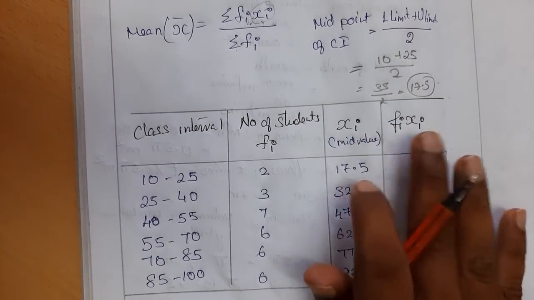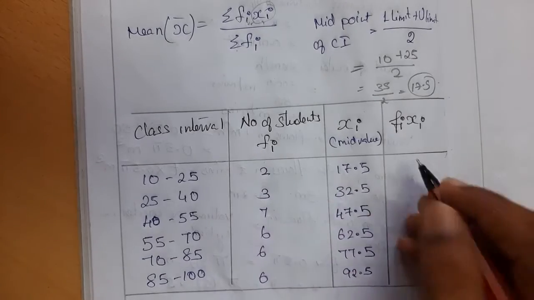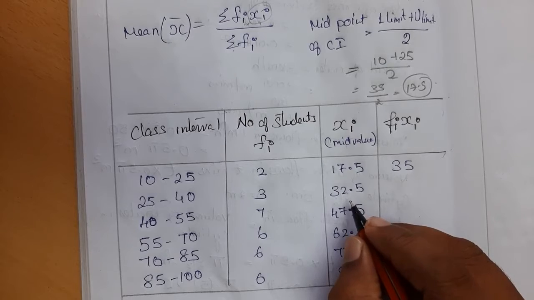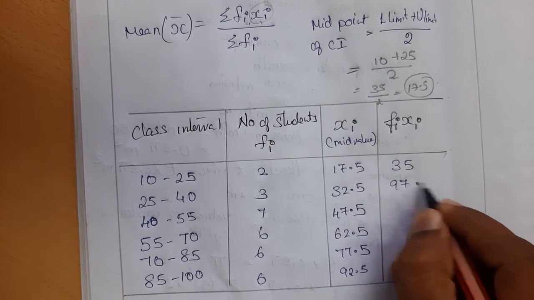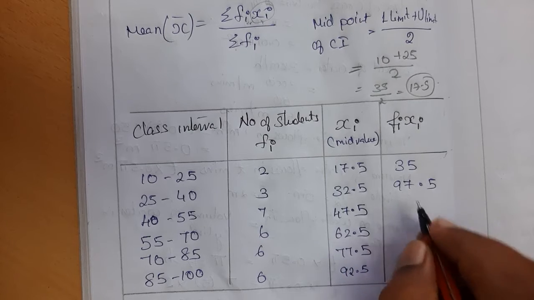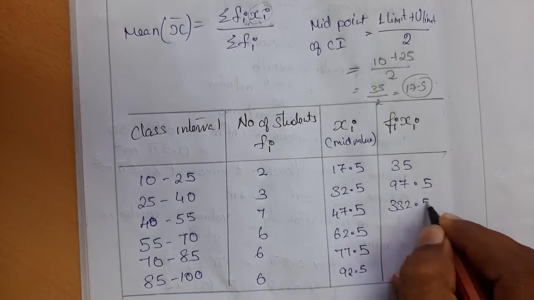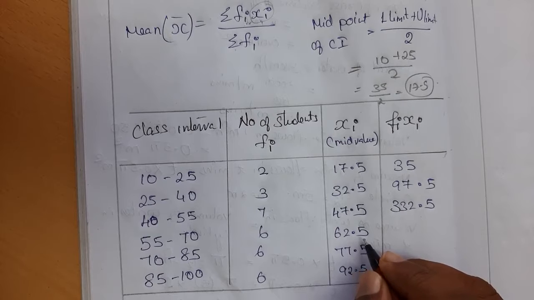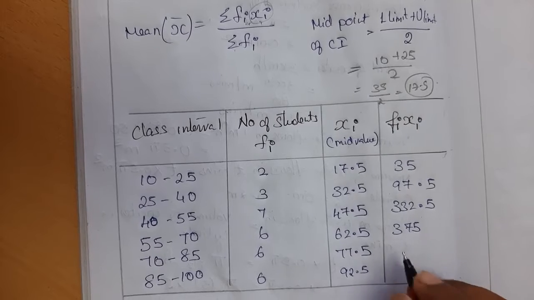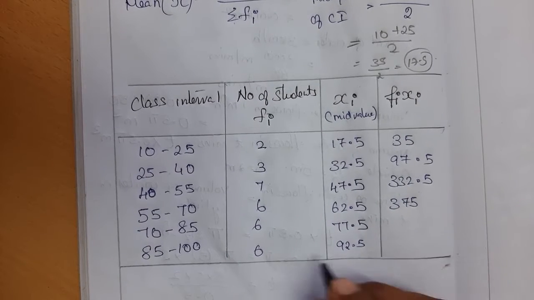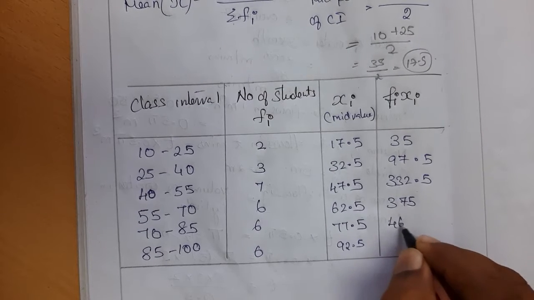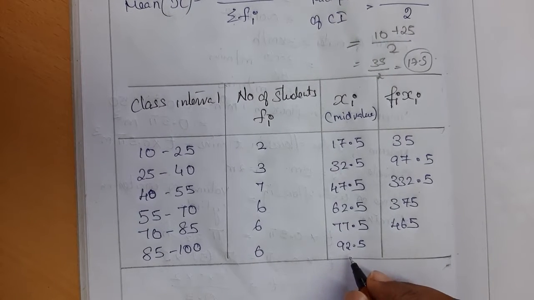So next is fi and xi. We have to multiply both. 2 into 17.5 is 35. 3 into 32.5 is 97.5. 7 into 47.5 is 332.5. 6 into 62.5 is 375, no decimal. And 6 into 77.5 is 465. And 6 into 92.5 is 555.